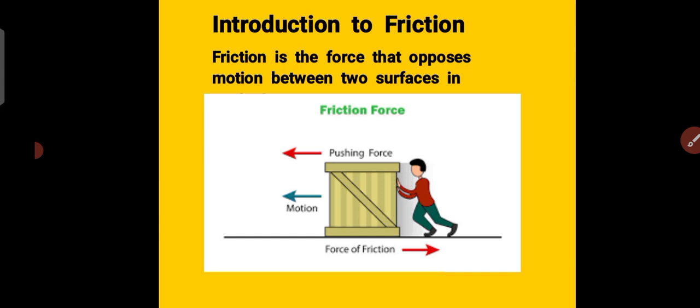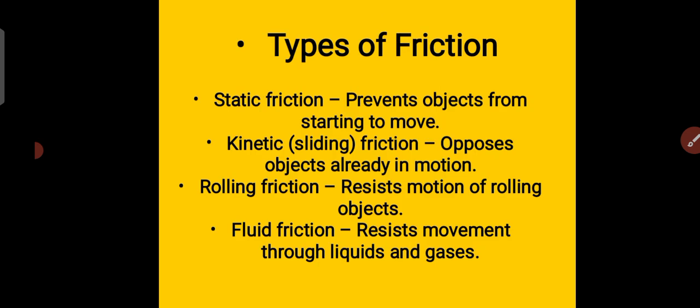Now, that takes us to the next lesson, which is going to be on the types of friction. Now, the first type of friction is called static friction. From the word static, it simply means that an object is not moving. So, static friction prevents the object from starting to move.